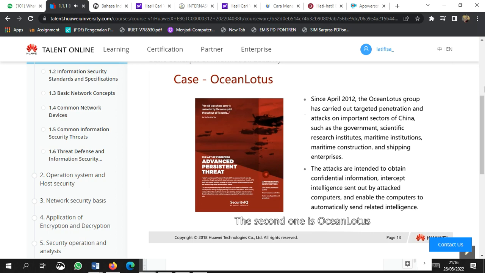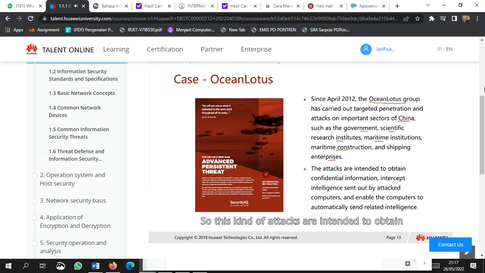The second one is the Ocean Lotus. Since April 2012, the Ocean Lotus group has carried out targeted penetration and attacks on important sectors of China, such as government, scientific research institutes, maritime institutions, maritime construction, and shipping enterprises. This is a group of so-called hackers. They target not only China but also Southeast Asia, especially government sectors like in Vietnam or Thailand, and so on.